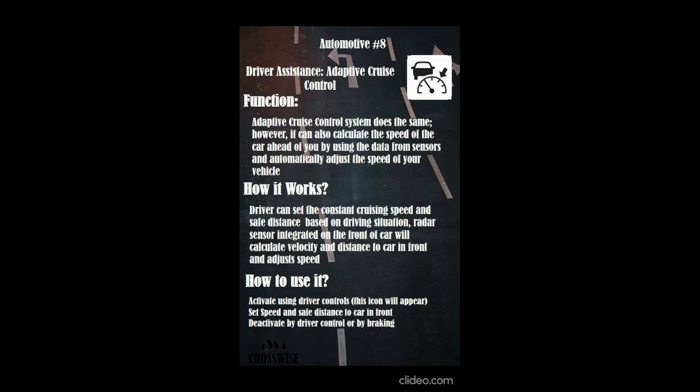How to use it? You activate it the same way. In addition to the speed, you also set the safe distance to the front car, and you can activate and deactivate by driver control or by braking. With driver override, the system deactivates by itself. We'll talk more about other functions in the next videos.